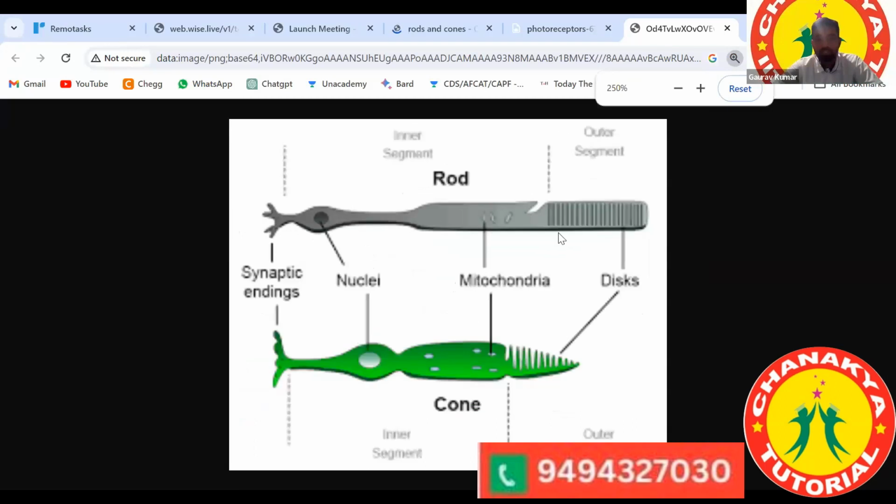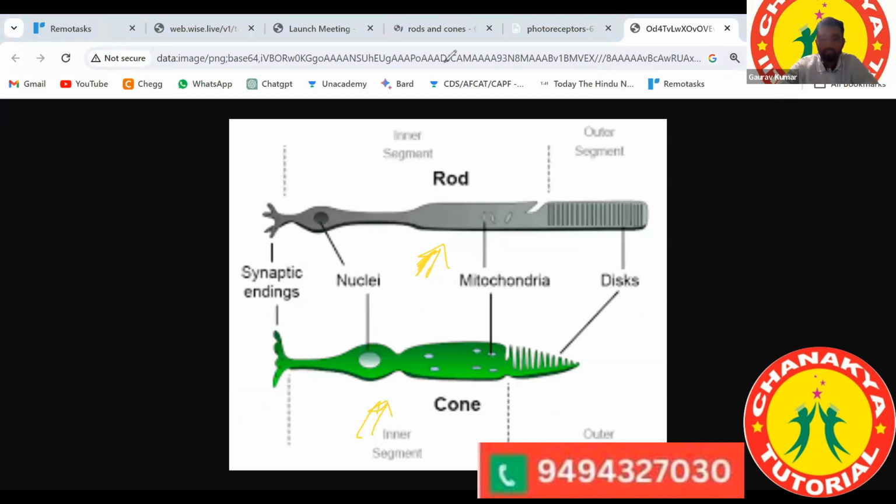Okay, this is how rods look like, and this is how cones look like. These are two types of cells which are there inside your retina.